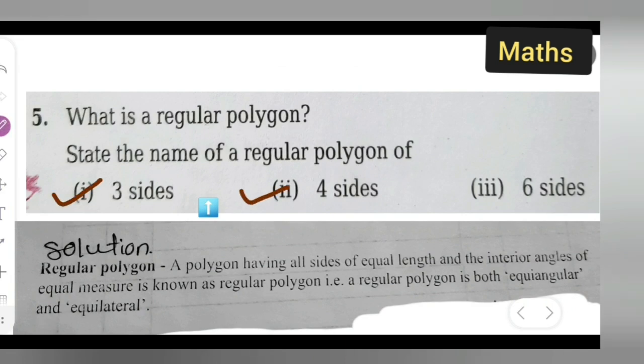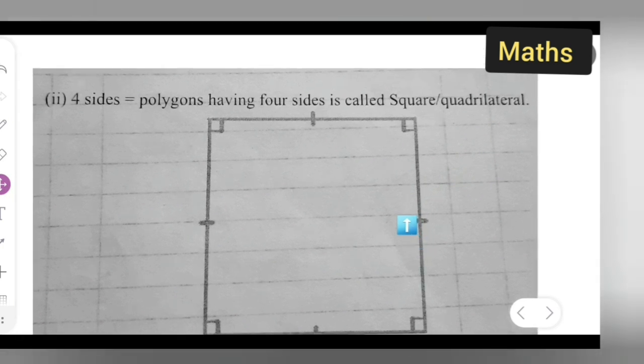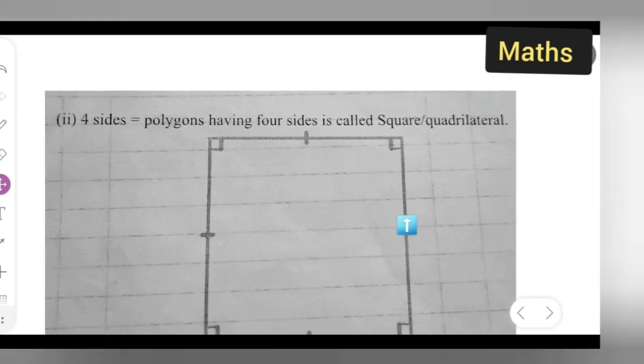Now state the name of the regular polygon of 4 sides, right? A polygon having 4 sides is called a square or quadrilateral. Even you can call it a quadrilateral. Okay, I can just take down this.